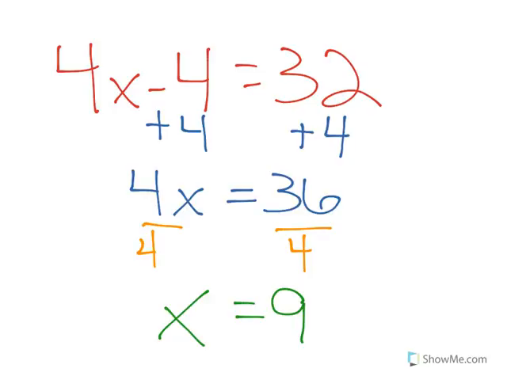Hopefully you got x equals 9. The first step was to add 4 to both sides of the equal sign. That gave me 4x equals 36. The next step would be to divide by 4 on both sides of the equal sign. That leaves me with 36 divided by 4 gives me 9. Hopefully you got x equals 9. Please complete J, K, and L on your own, and then you may stop.